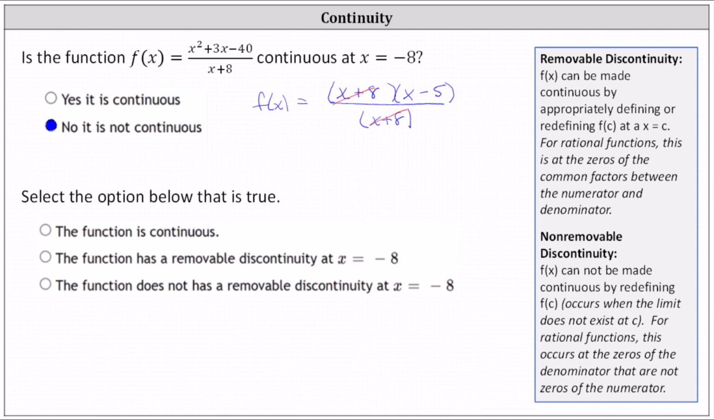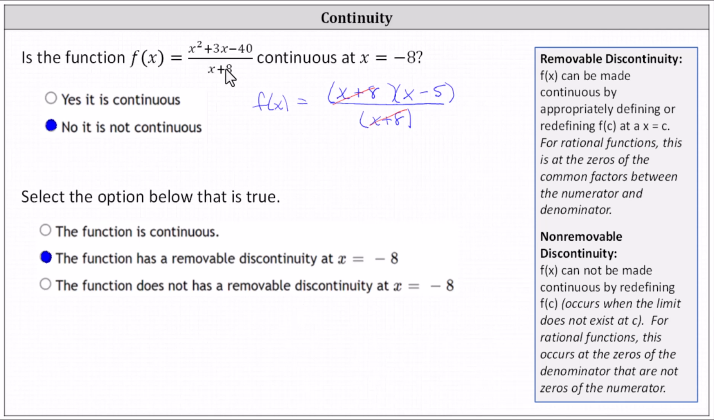So looking below, we want to select the true statement. We know the first statement is not true, that the function is continuous. The second statement is the function has a removable discontinuity at x equals negative 8, which is true. The third statement, the function does not have a removable discontinuity at x equals negative 8, and that is false. And now let's look at the graph of f of x.